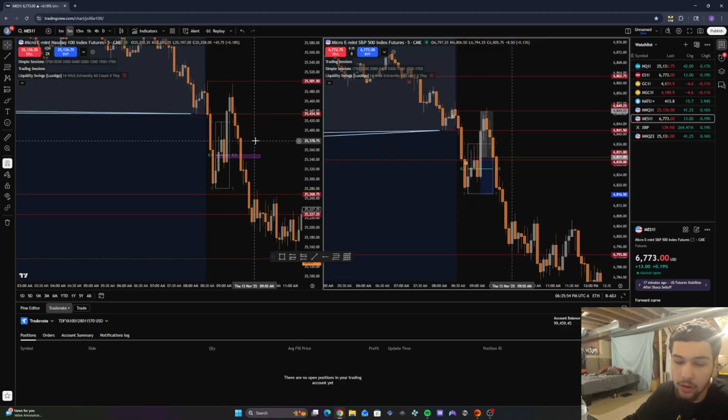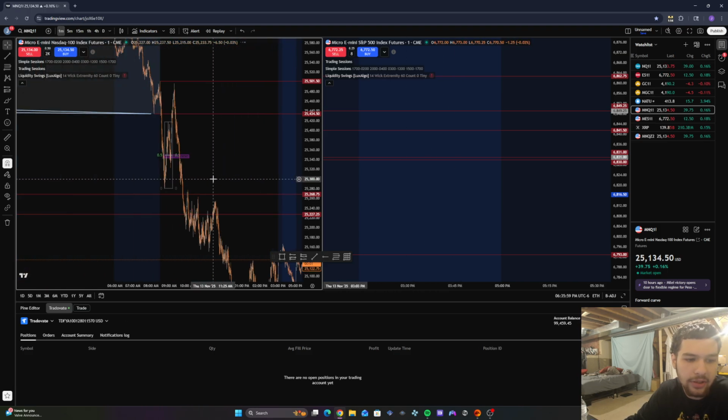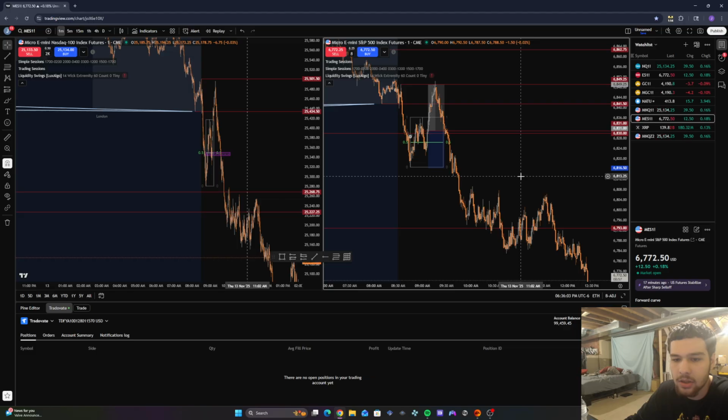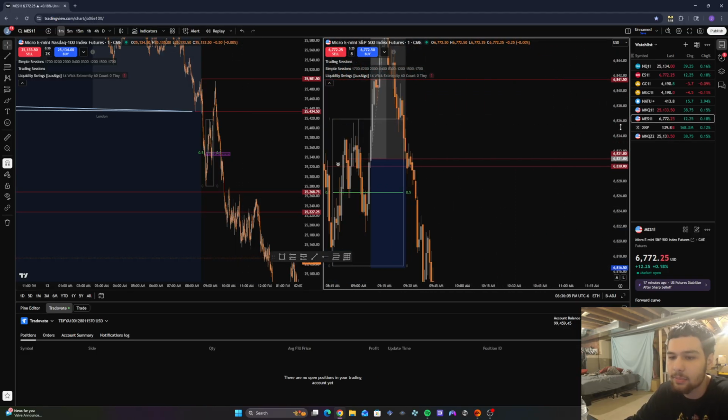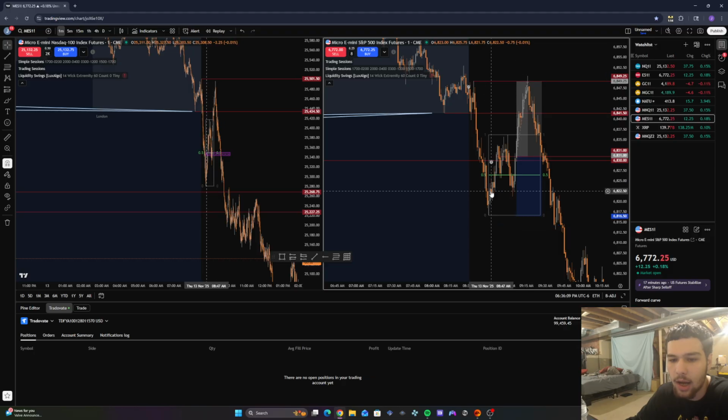Okay, equilibrium, and because it's an SMT, right? Because I know there's an SMT, and the leading index is the S&P. It's the one that's still not making lower highs. It's not making lower lows. It's making higher lows, right?